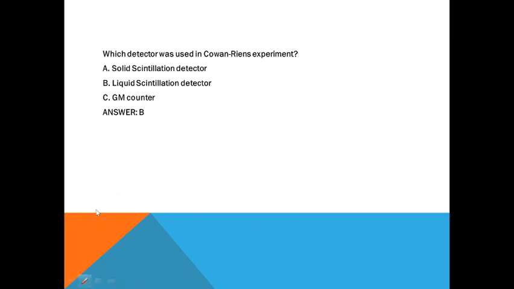Which detector was used in the Cowan-Reines experiment? Liquid scintillation counter. You know that this was the instrument. On either side you have scintillation counter 1, this is the chamber, and scintillation counter 2. Because you have gamma rays flying in any direction, you need detectors which can detect from all directions. That's it. Thank you.